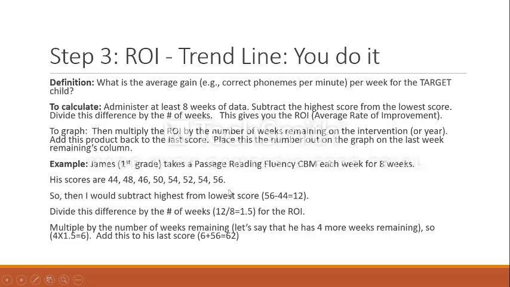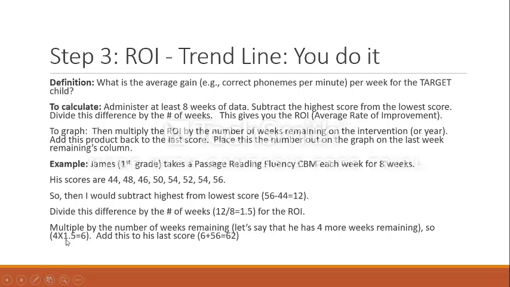We have James, here are his scores. I subtract the highest from the lowest, which is 56 minus 44 is 12. Divide this difference by the number of weeks. 1.5 is the ROI. Multiply this by the remaining weeks. So in this example, he had 4 more weeks.